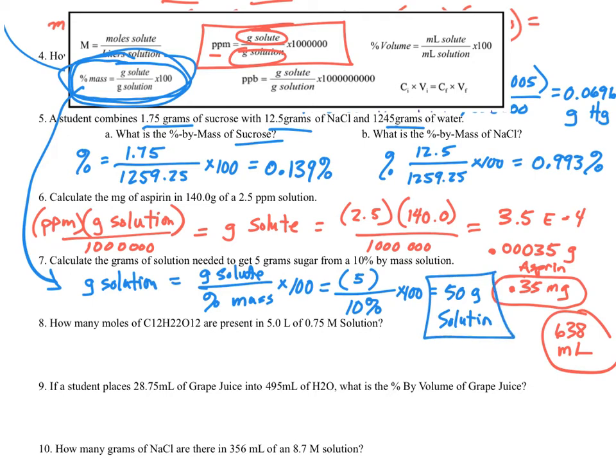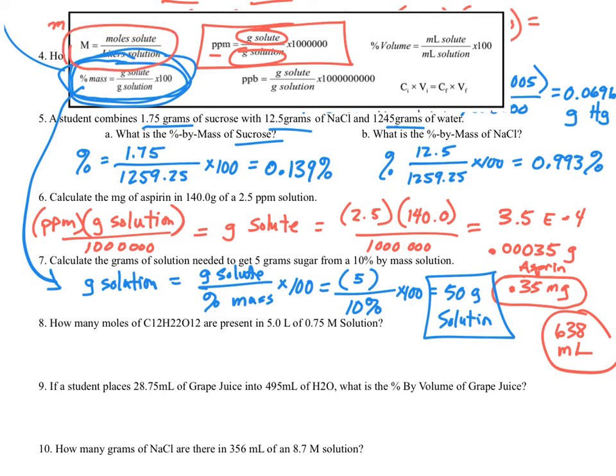Number 8. How many moles of C12H22O12 are present in 5 milliliters, that's a volume, of 0.75 molar, that's the molar concentration, capital M, and we're trying to find out moles. All right, we are looking at using the molar of solution.